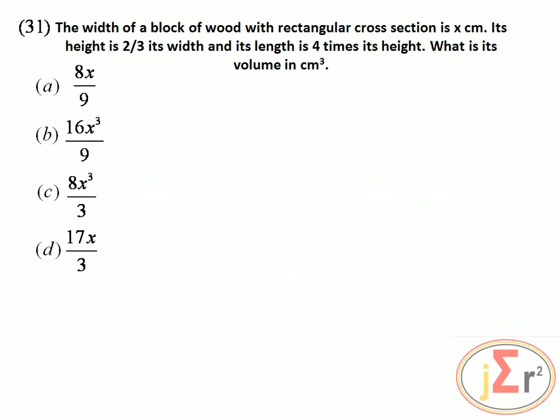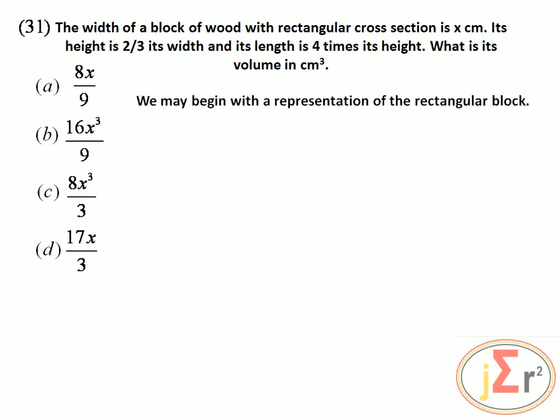The width of a block of wood with rectangular cross-section is x centimeters. Its height is 2/3 its width, and its length is 4 times its height. What is its volume in centimeter cube?